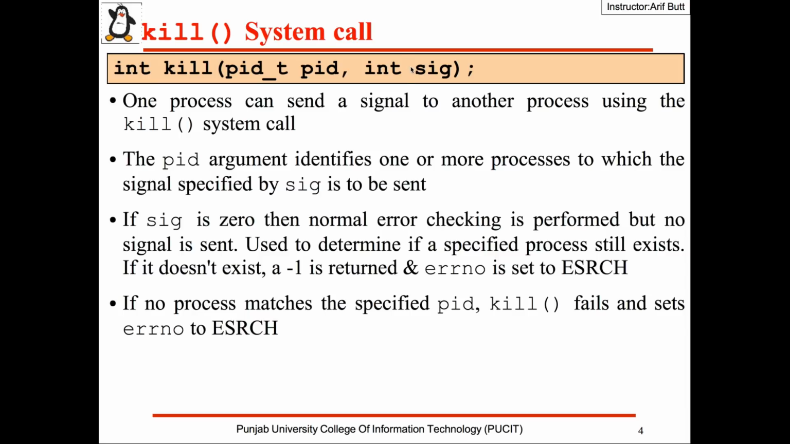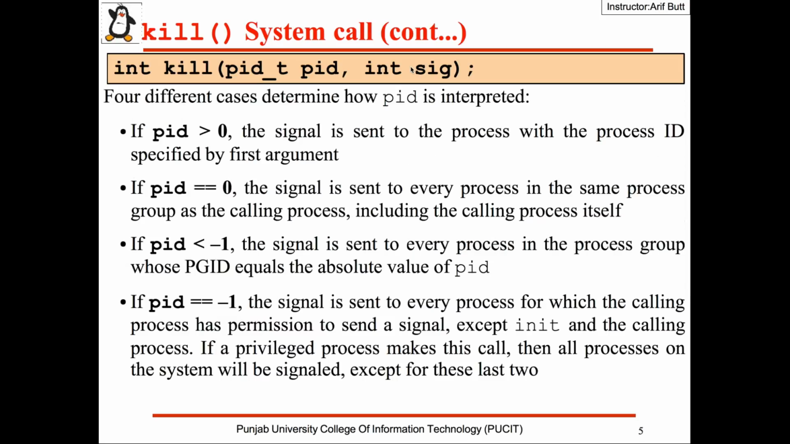If this second argument is 0, no signal is sent, and this is used to determine if a process still exists. Let's talk about the first argument in detail. This is mostly the PID of the process to which we want to send the signal. If it is 0, then the signal is sent to every process in the same process group as the calling process, including the calling process itself.